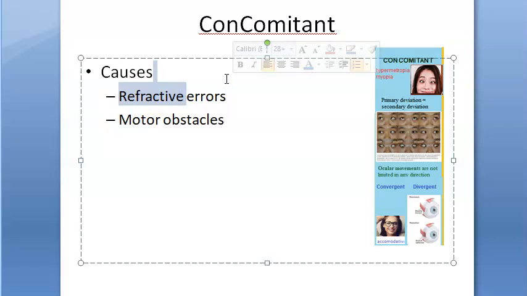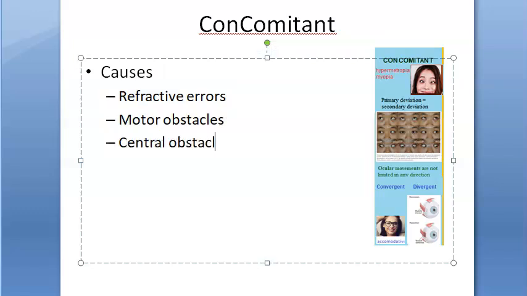Then they may have some central obstacles. Now, what are the central obstacles? Central obstacles means they may have some deficient fusion faculty. That means, everybody has a little heterophoria in the world, but our body tries to balance that imbalance. But these people don't have that capacity of fusion. So they have deficient development of fusion faculty.